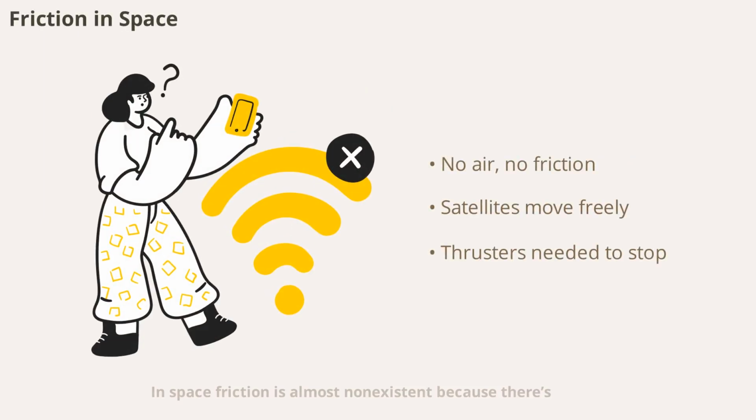In space, friction is almost non-existent because there's no air or surfaces to rub against. This allows satellites and spacecraft to move freely, but it also means they can't slow down without using thrusters. Engineers must design systems that work in these unique conditions where the absence of friction changes how things move.